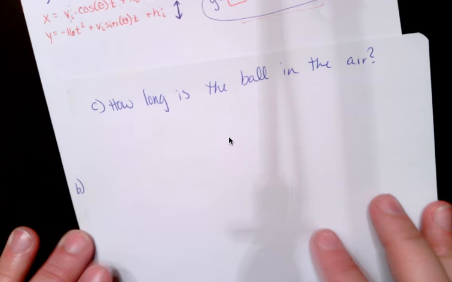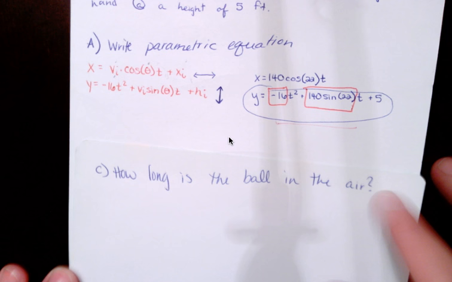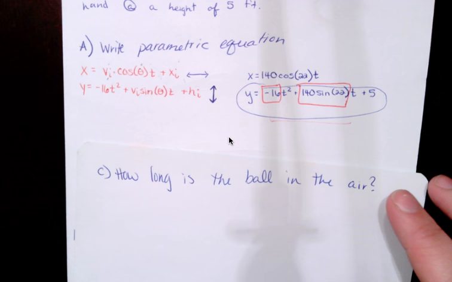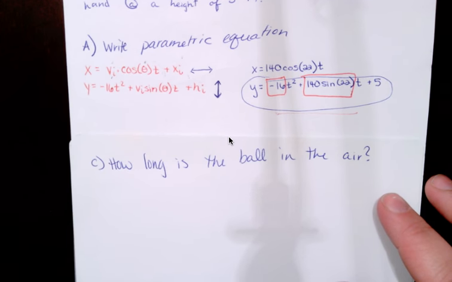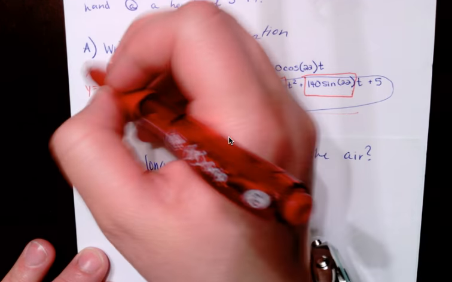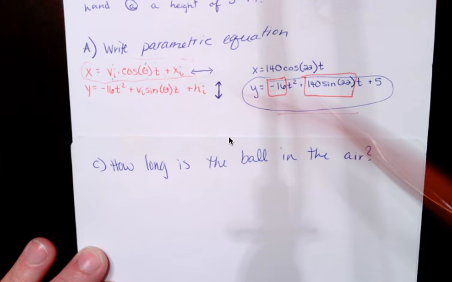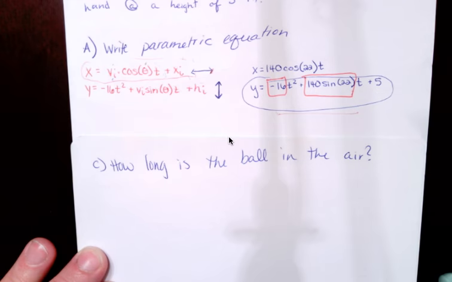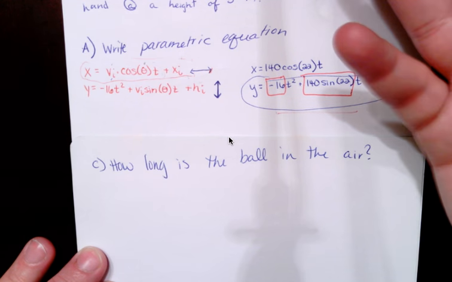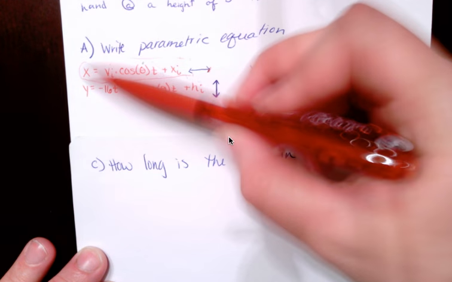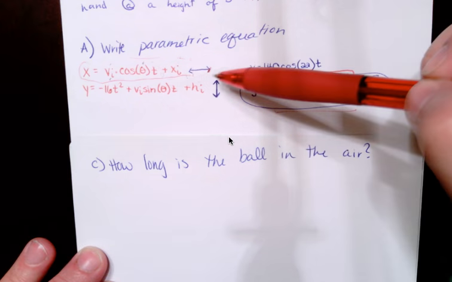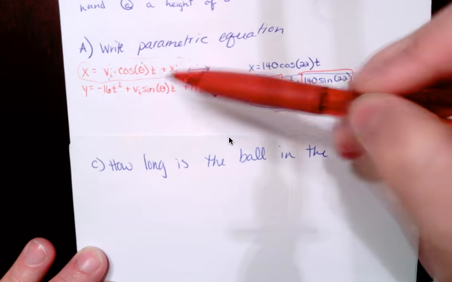Then to do part C, it says, how long is the ball in the air? Okay, so I'm looking for a time. Well, it would be great if I could use this x equation, because that tells me how long it goes. So how long it is in the air would be when it hits here. But I don't know the time, and I don't know how long it's in the air for, or how horizontal distance it is. So I can't use this equation.